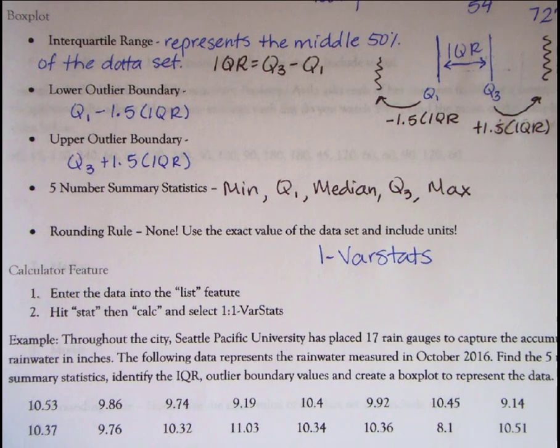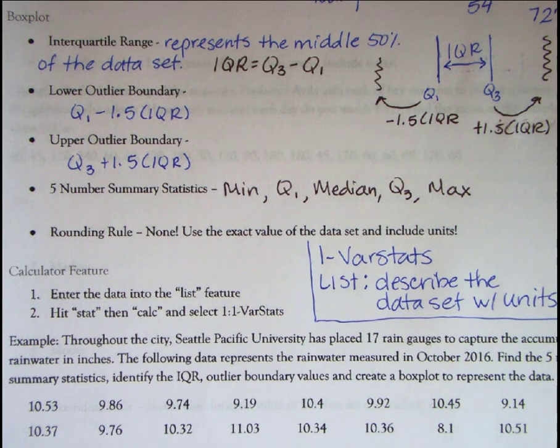First, you're going to let me know that you're using the 1VAR-Stats. Next, in the list, you are going to describe the data set with units. Please make sure that you give a full description, including your units. Also, these are the only 2 key features that you will need to include when using the 1VAR-Stats for creating a box plot. And make sure that you write on your paper exactly the way that I'm showing you, stacking the 1VAR-Stats calculator feature and the list description directly underneath.